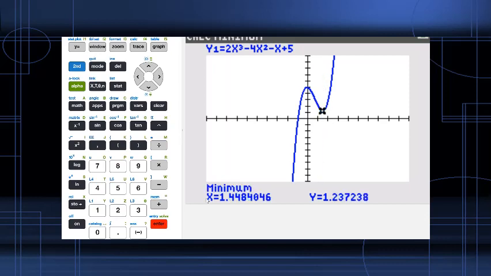Okay, and so this is indicating that we've got a relative minimum where x is equal to 1.45, rounding to the nearest hundredth. And at that x value, y is equal to approximately 1.24. All right, there we go. Using a calculator to approximate extrema, in this case the second example was both a relative maximum and a relative minimum.